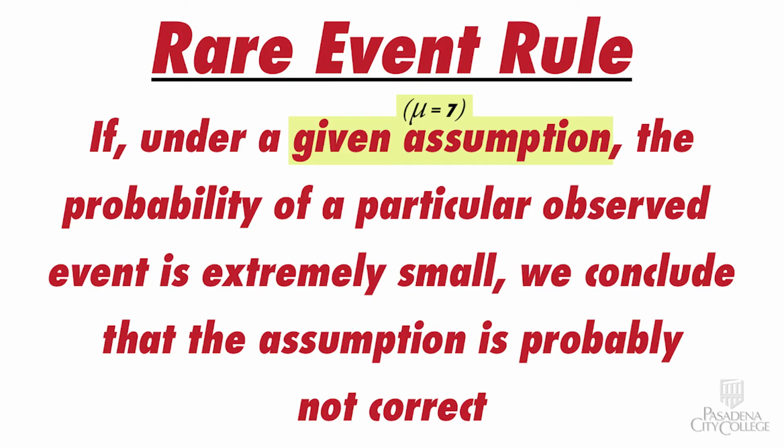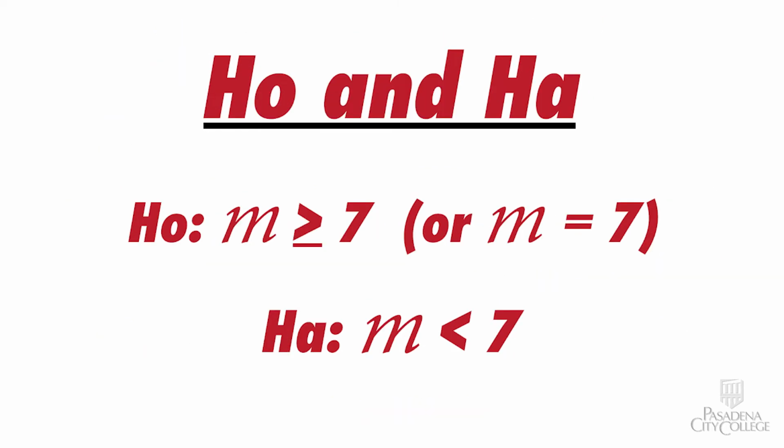Right. So what does the rare event rule have to do with our null and alternative hypothesis? If, under a given assumption, the given assumption is the null hypothesis, we need to assume that mu is equal to a specific number, so we can do calculations based on that. That's why the null hypothesis needs to have an equal sign. Oh, so our assumption is the null hypothesis H0, and it must have an equal sign in it. Exactly. This means we're assuming mu is equal to 7.